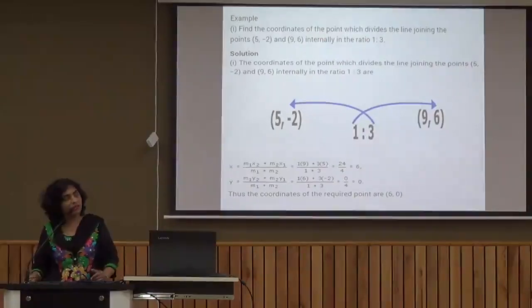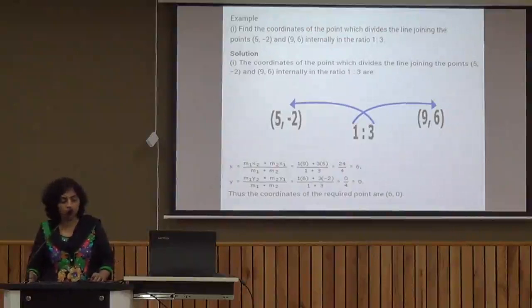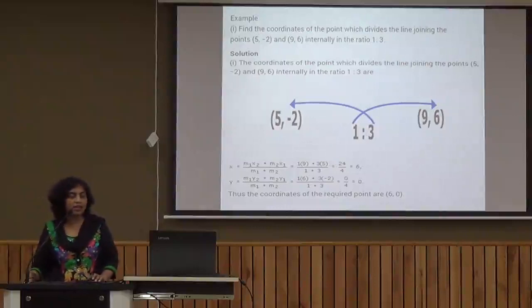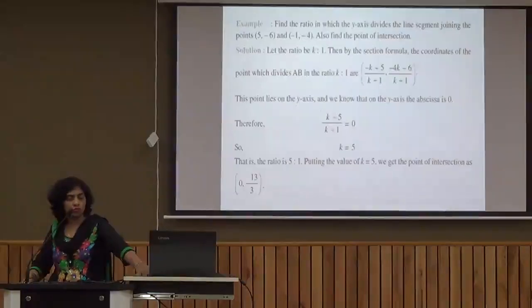So x is m1 x2 plus m2 x1 upon m1 plus m2, which gives us 24 upon 4, equal to 6. And y is m1 y2 plus m2 y1 upon m1 plus m2, that gives us 0 upon 4 or 0. So hence the coordinates of the required point are 6, 0, dividing the line segment joining the given points in the ratio 1 is to 3.